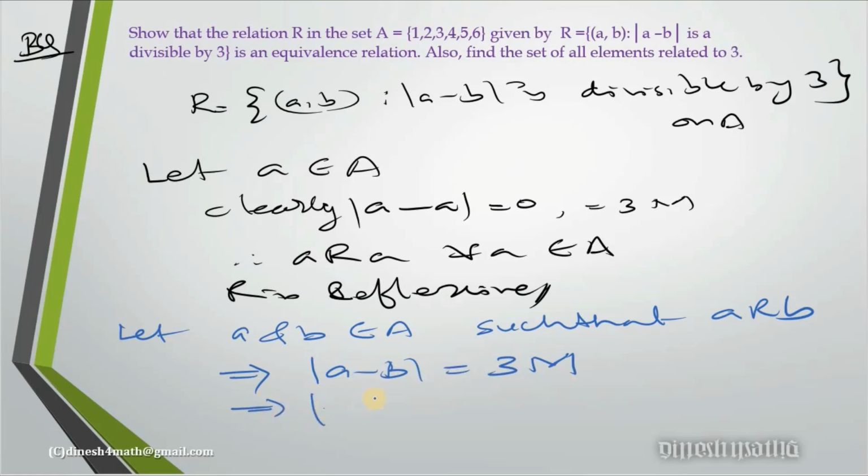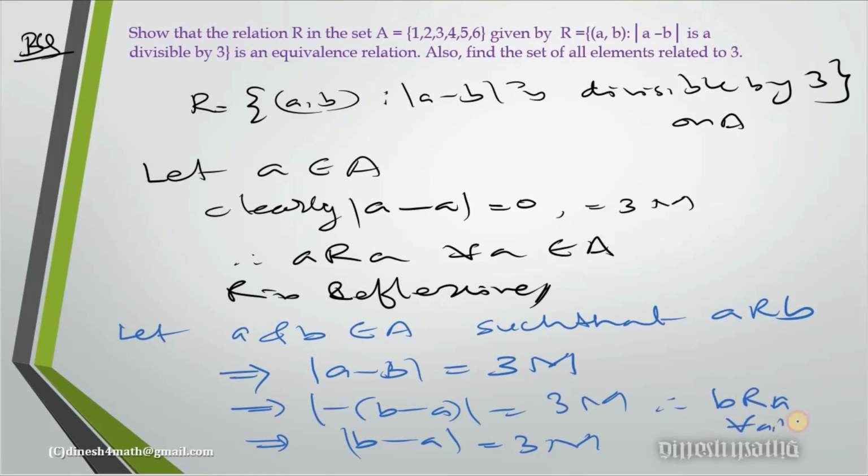So this could be written as negative of (b minus a), and that also equals 3m, or you can say b minus a is equal to minus 3m. That says what? b is related to a for every (a, b) in the given set. So b minus a is divisible by 3. So it is always true, and R is a symmetric relation.